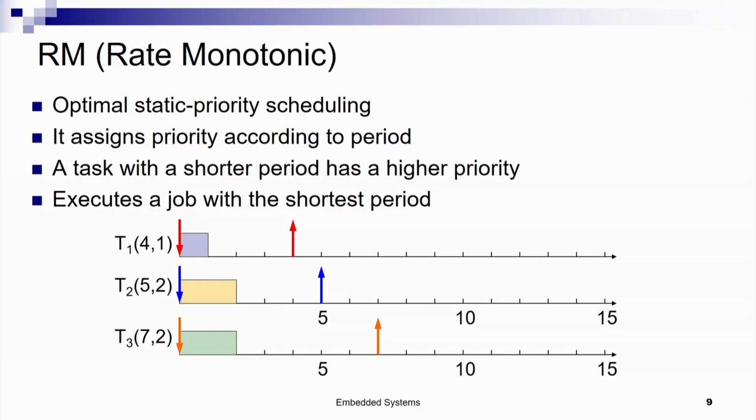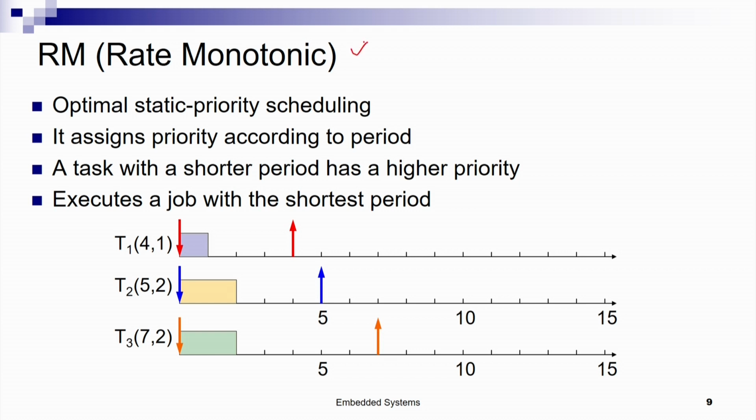So, we will look at the RM algorithm, which is a static priority online scheduling algorithm, and we will look at EDF, earliest deadline first, which is a job level dynamic priority scheduling algorithm. So, with this discussion, we now look at our first scheduling algorithm, the rate monotonic algorithm.